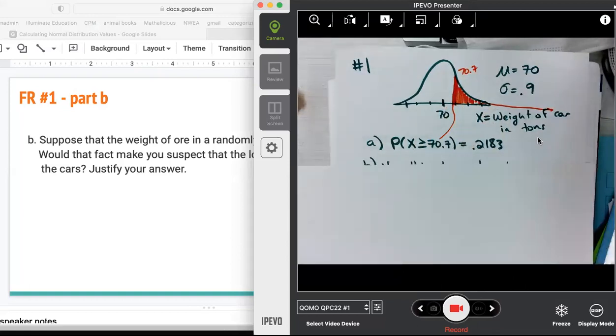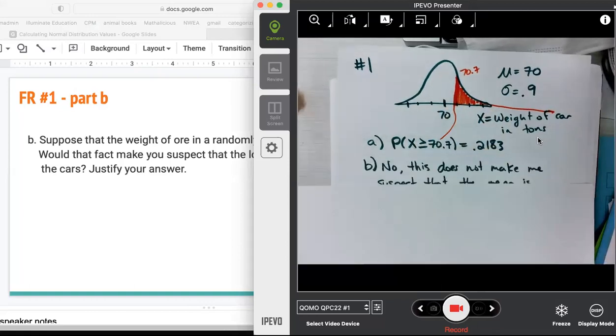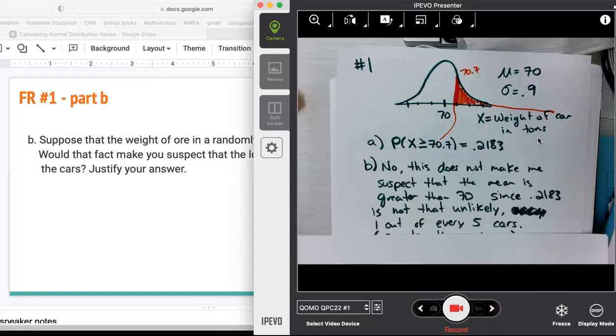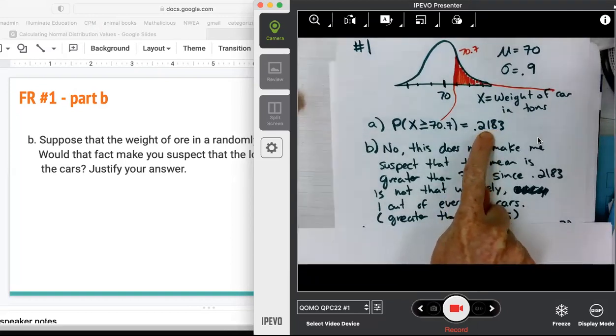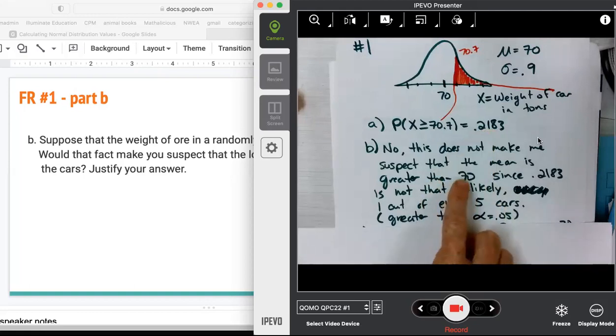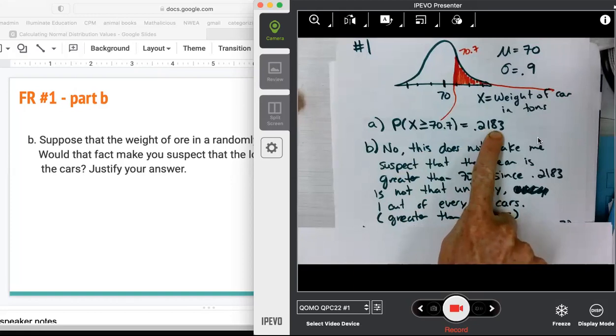And the answer is, this is a pretty big probability. So the answer is no. I would not suspect that the mean is greater than 70, since 0.218 is not that unlikely. So when you have a probability question asking, does it make you suspicious? Start thinking that the whole point of this is, have we passed that reasonable doubt of significance level? And no, this is not an unlikely result. So then we can continue on.